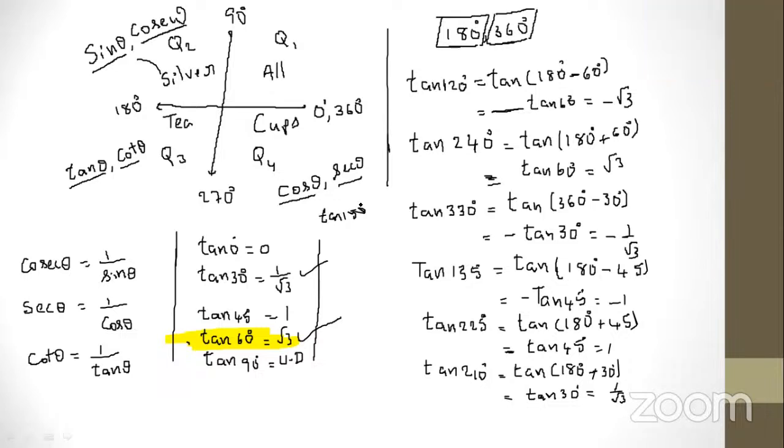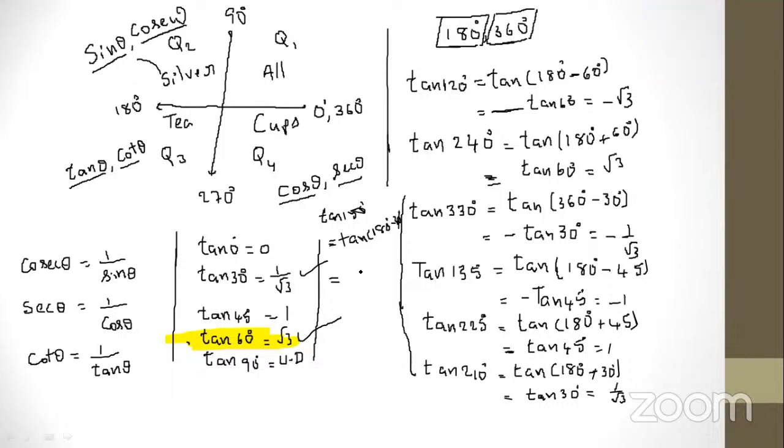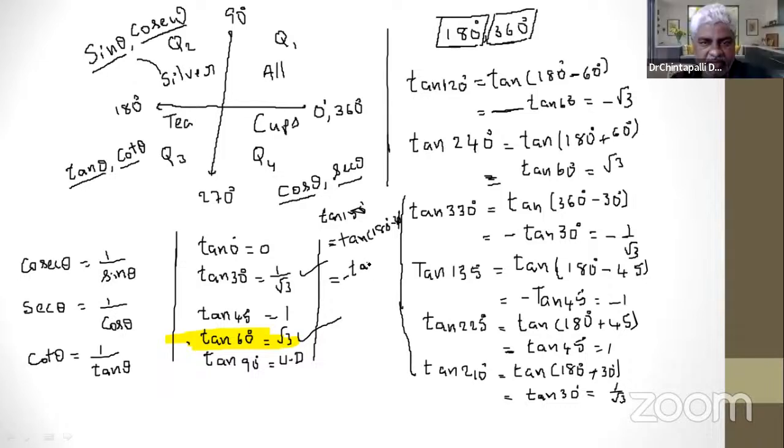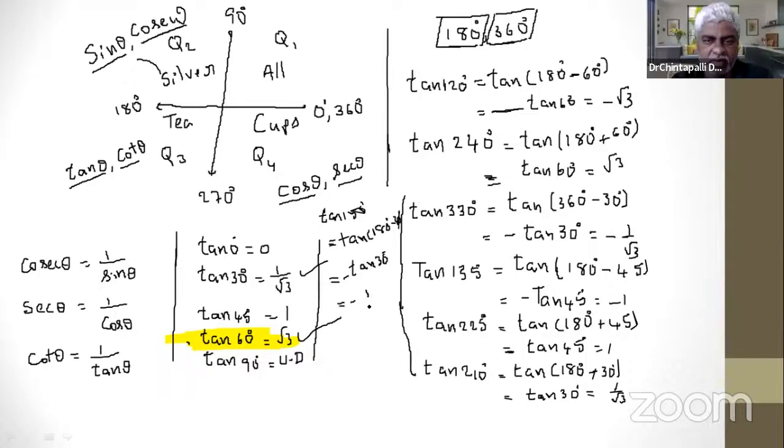150. 180 minus 30. Very good. Which quadrant? That's negative tan 30 degrees. Very good. Negative tan 30 degrees equals negative 1 by root 3. You are learning this concept very fast.